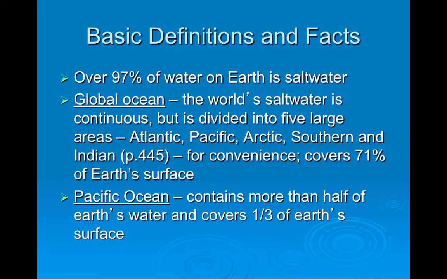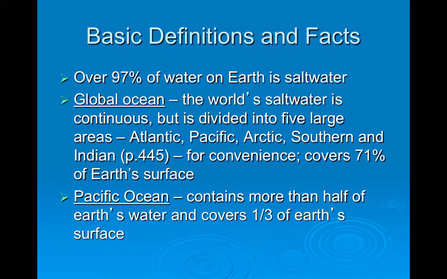How much of the world's surface is covered by the ocean? That would be 71% of the world's surface is covered by this one world ocean. And when I say one world ocean, it basically means that they're all connected. We just divide it into five large areas for convenience sake, as the slide says. And then how much of the world's surface water is in the ocean? Your book says 97.2%. Remember 97% and you will be in good shape.